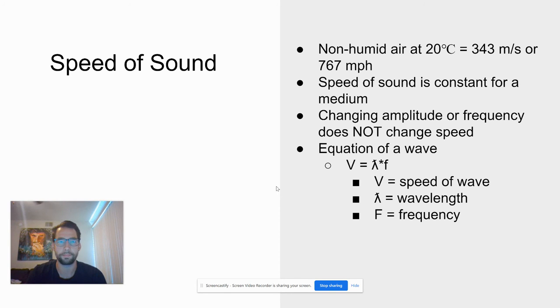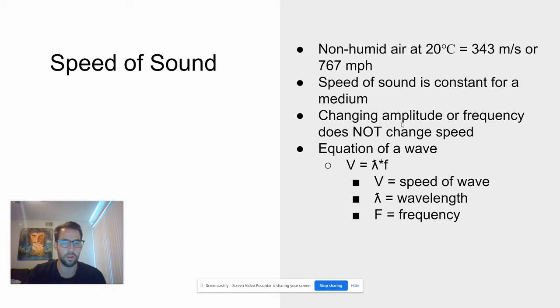The speed of sound in non-humid air at 20 degrees Celsius, I know that's very specific, but there's a reason for that, is 343 meters per second, or 767 miles per hour. The speed of sound is constant for any medium, and there are ways of changing the speed of sound, but you have to change the medium. You can't change it by changing the amplitude or the frequency.